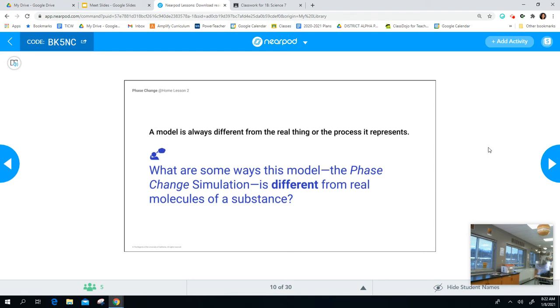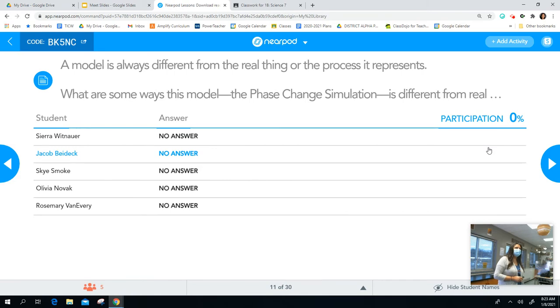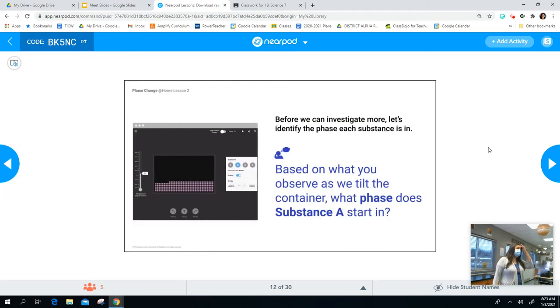I can't hear you. You can see them, right? So we can't see real molecules. If you were able to look at real molecules in a microscope, do you think they'd be all colorful? No, right? Do you think you could pick one molecule and trace it like you could in the sim and follow it all around? Probably not, right? We can't, just by pushing a button, increase the energy of molecules. Okay, so there's many ways that this model is different, but there's also many ways that this model is the same. So before we can investigate more, let's identify the phase each substance is in.